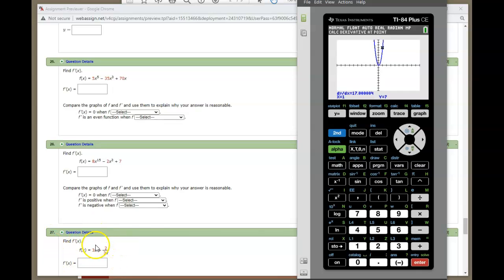For number 27, you'd have to rewrite. This would be 3x plus 2/3 x to the negative 1. So 2/3 of 3 is not with the x. It's not going to the numerator.